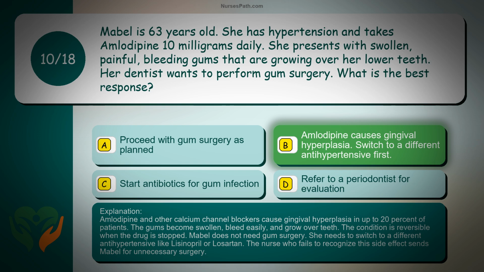Mabel does not need gum surgery. She needs to switch to a different antihypertensive like lisinopril or losartan. The nurse who fails to recognize this side effect sends Mabel for unnecessary surgery.